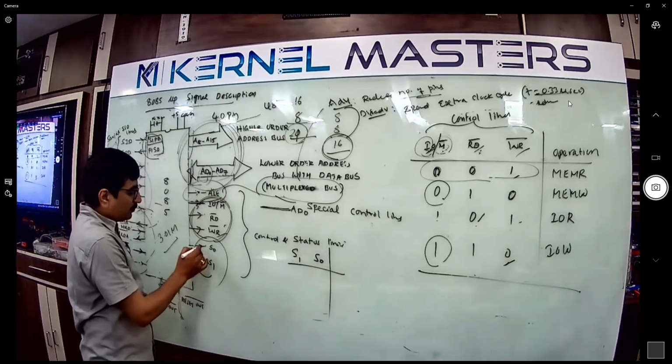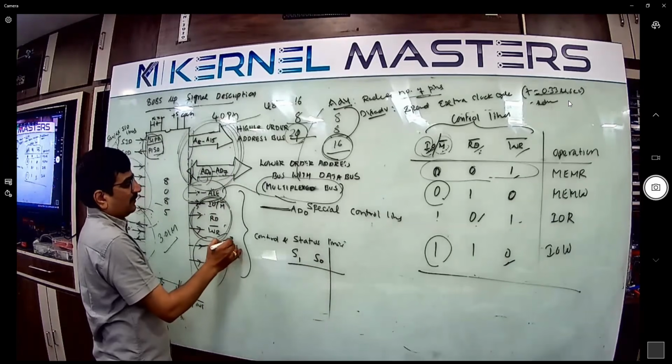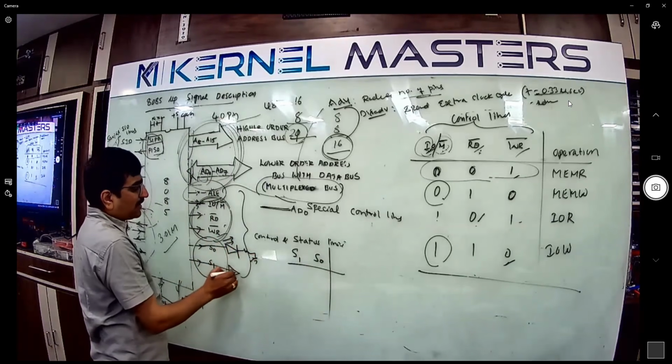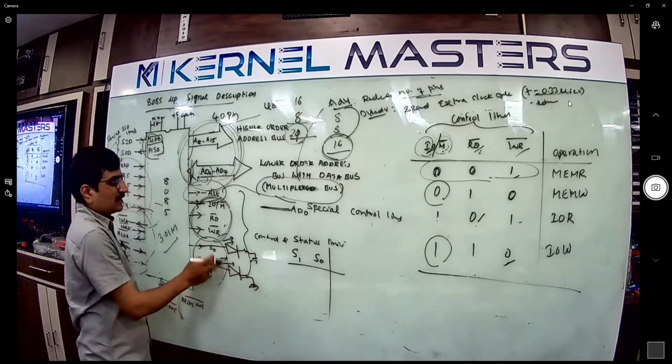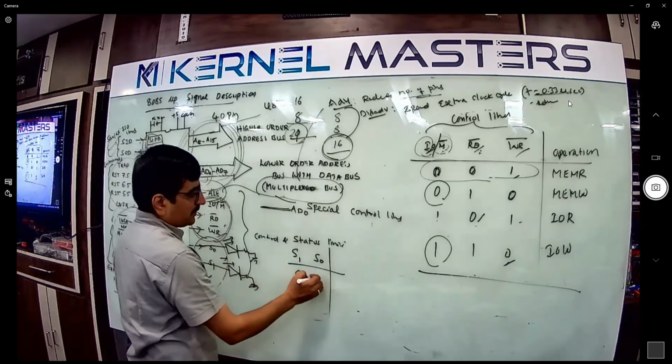Actually, the two status lines can connect to two LEDs. You can connect the two LEDs now. The LEDs tell about the status of the processor. So with the two LEDs, there are four combinations.